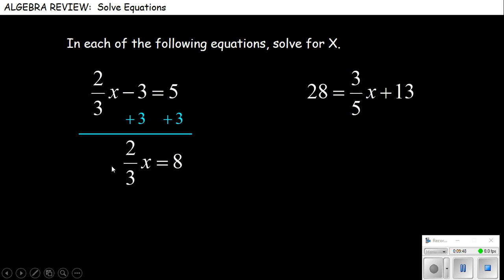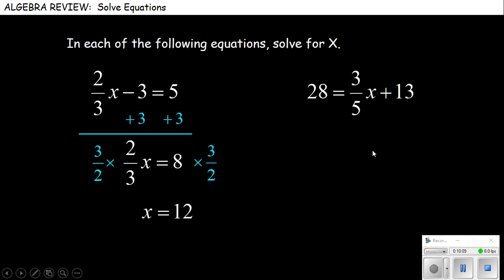To get rid of the 2/3, we're going to multiply by the reciprocal. We will now multiply both sides by 3 over 2. On the left side, they cancel out. Over here on the right, 8 times 3 over 2, well, it's 8 divided by 2, 4, times 3, 12. We got x is 12. You do the problem on the right.